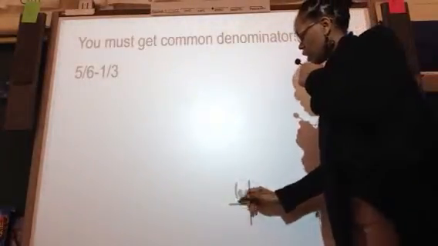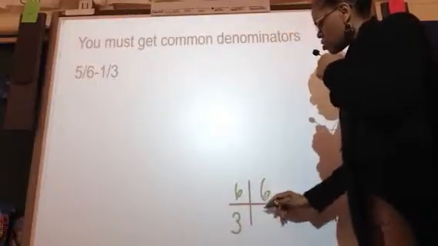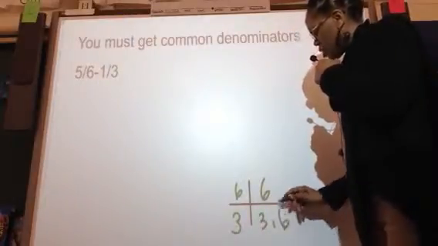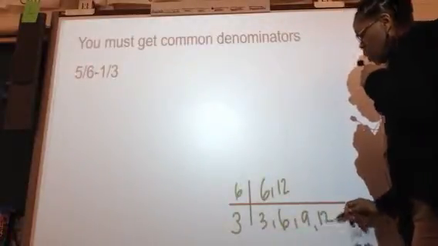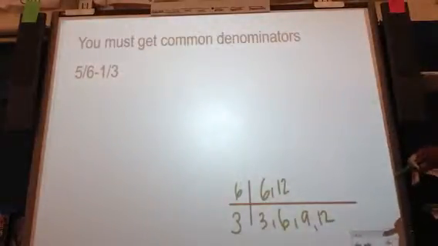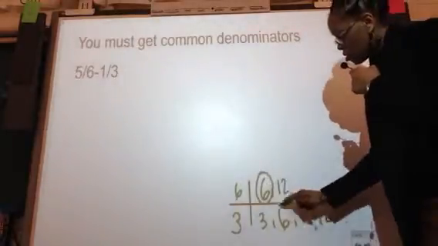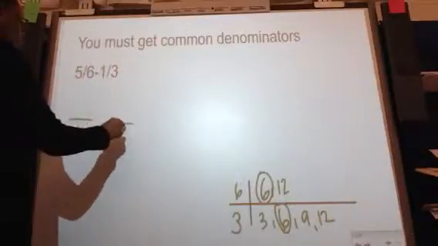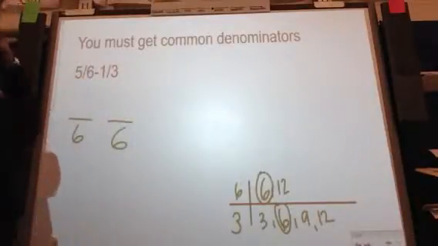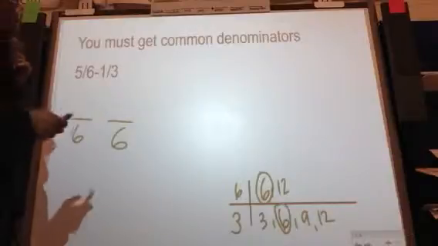Well, what do 6 and 3 both land on? 3, 6. And if you can skip count further, you'll see 3, 6, 9, 12 other ones. But what's the lowest? 6. So you circle that 6. They both have that in common. So we have to get 5/6 over to 6. We have to get 1/3 over to 6. Remember, to add and subtract fractions, you have to have the same denominator.